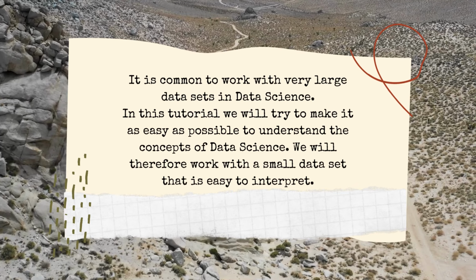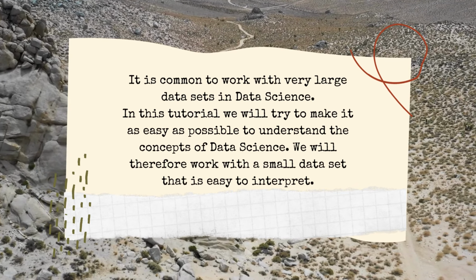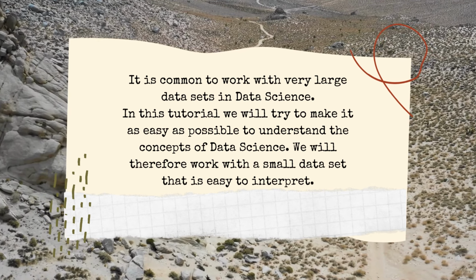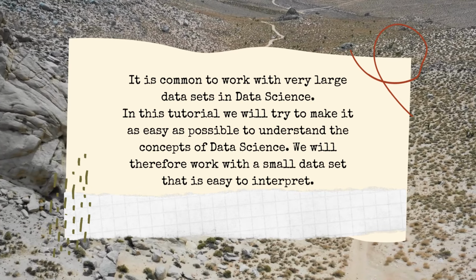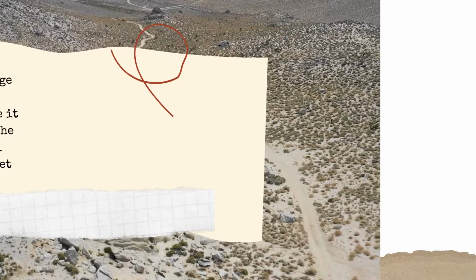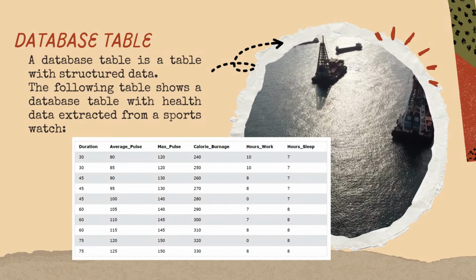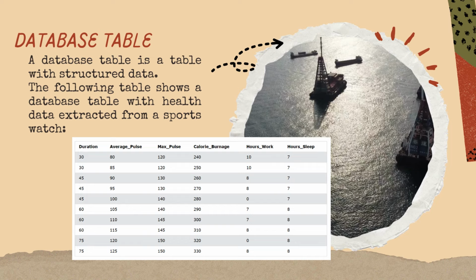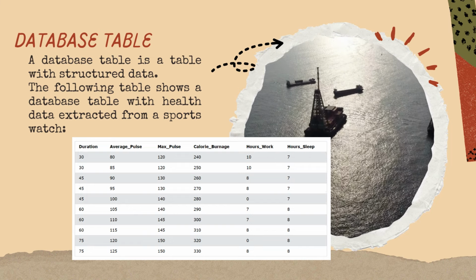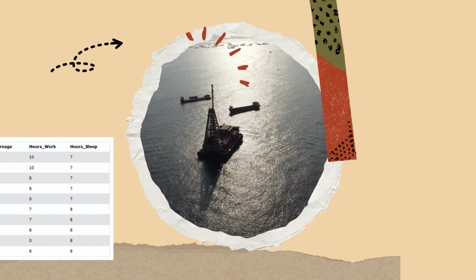It is common to work with very large data sets in data science. In this tutorial, we will try to make it as easy as possible to understand the concepts of data science. We will therefore work with a small data set that is easy to interpret. Database table. A database table is a table with structured data. The following table shows a database table with health data extracted from a sports watch.